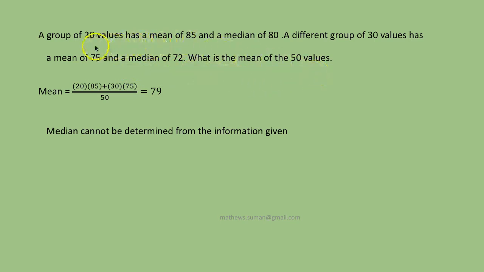So you can see one set n1 is 20, x1 bar is 85. The other set n2 is 30, x2 bar is 75. So the mean would be 20 into 85 plus 30 into 75 by 20 plus 30, which is 50. So it is 79. Now median, there is no formula for the combined median. So median cannot be determined from the information given.